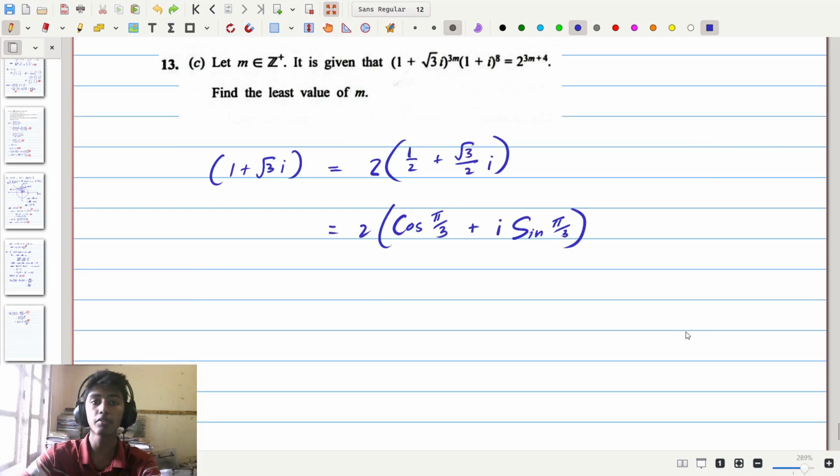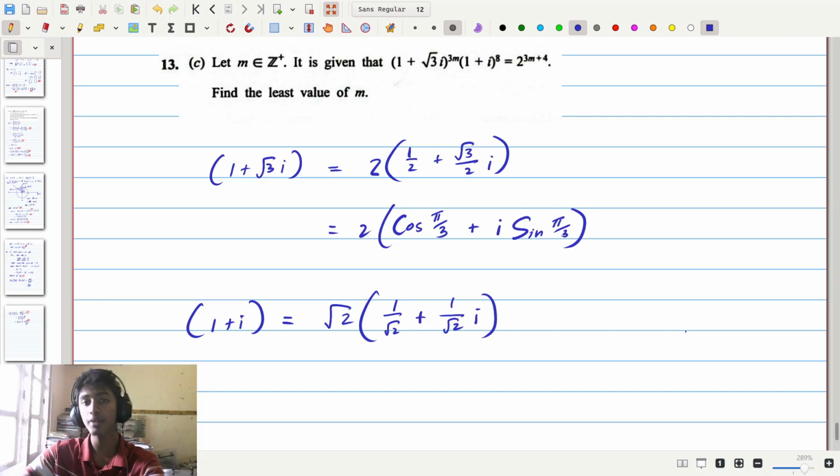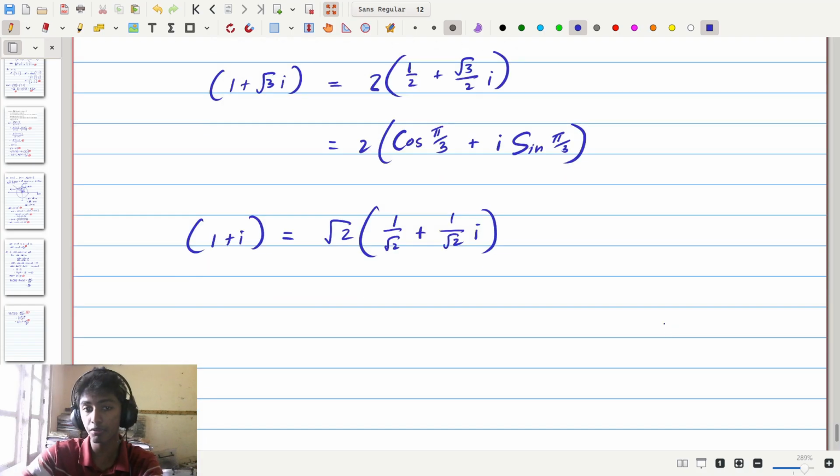Now similarly, for the other complex number 1 plus i, we can convert 1 plus i into that form by multiplying and dividing by the square root of 2. So if we multiply by the square root of 2 and then divide by the square root of 2, internally we're going to get 1 over root 2 and then plus 1 over root 2 times i. Now, 1 over root 2 is equal to the cosine of pi by 4, and 1 over root 2 is also equal to the sine of pi by 4. So therefore, this could be written as equal to the square root of 2 times the cosine of pi by 4 plus i times the sine of pi by 4.